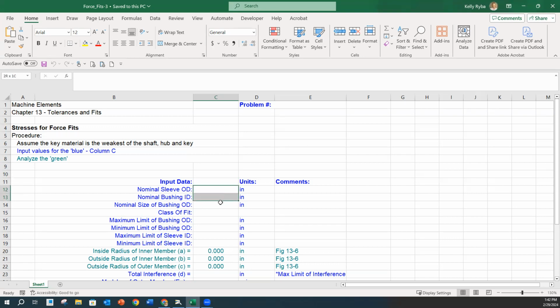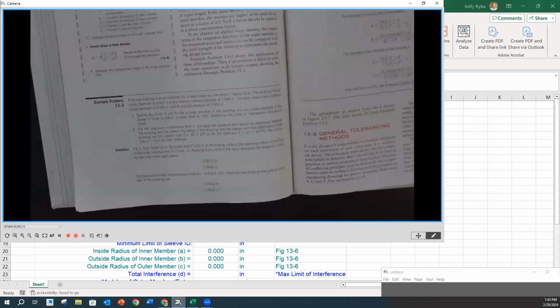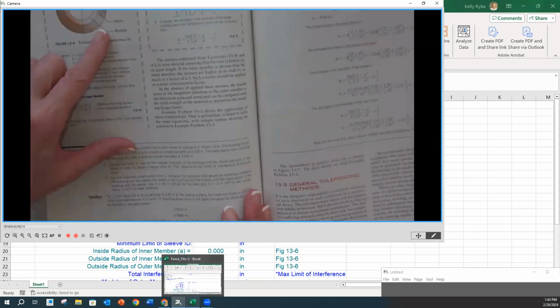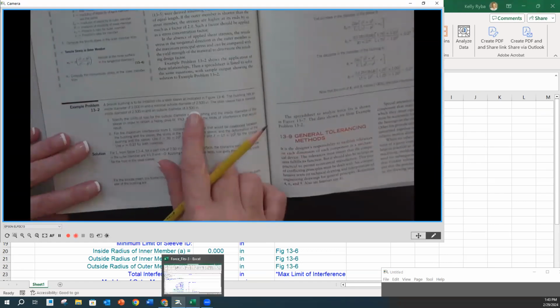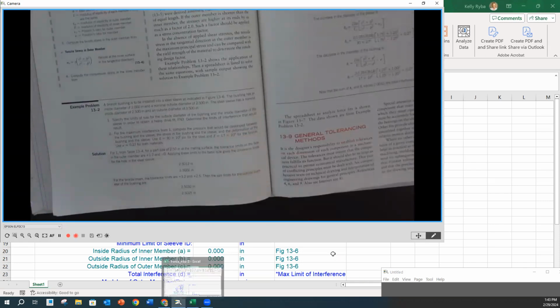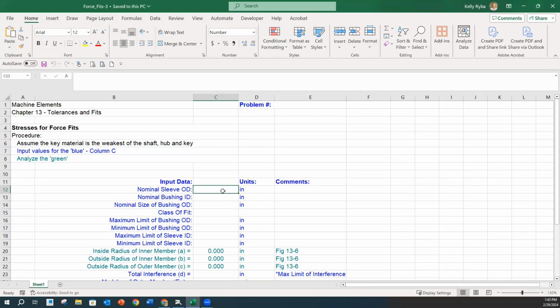So on the spreadsheet, we have a whole bunch of inputs to put in here. We're going to first start with putting in our nominal sleeve OD. The sleeve OD is on the very outside. So if we go back over here, that's the outside diameter right there. And it said our sleeve has an outside diameter of 3.5 inches. So I'm going to put on here 3.5.